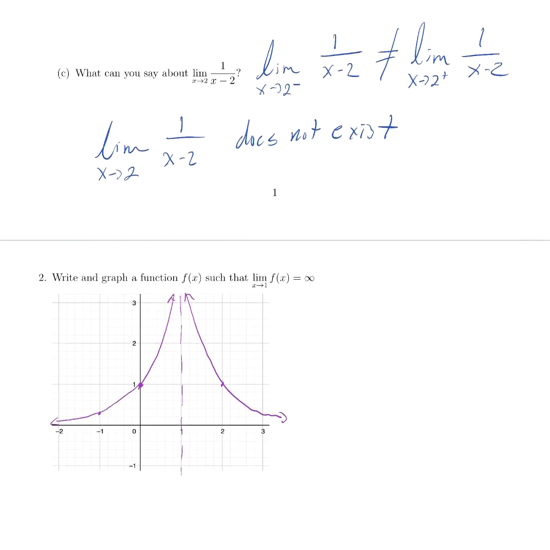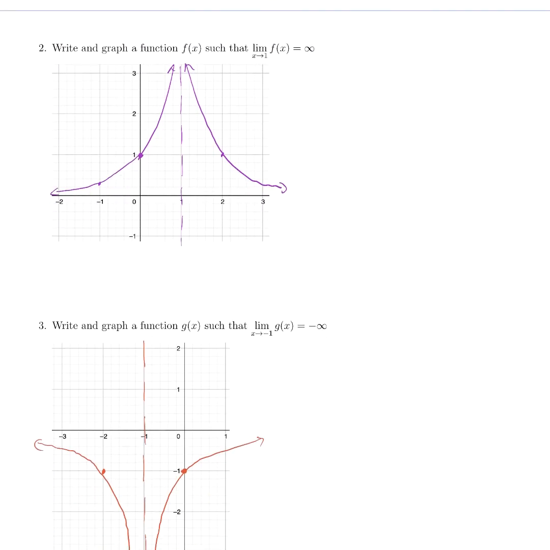Okay, a couple more questions. Number 2 says, write and graph a function f of x such that the limit as x approaches 1 of f of x is equal to infinity. Okay, I've drawn a picture of such a thing, and now our job is to think about what that might look like if we tried to write it down. So we want to write down the function f of x. And we've seen in a couple examples now that this vertical asymptote occurs when we have a 0 in the denominator. And we want that 0 in the denominator to occur when x equals 1. So that's going to mean we need a factor of x minus 1 in the denominator.